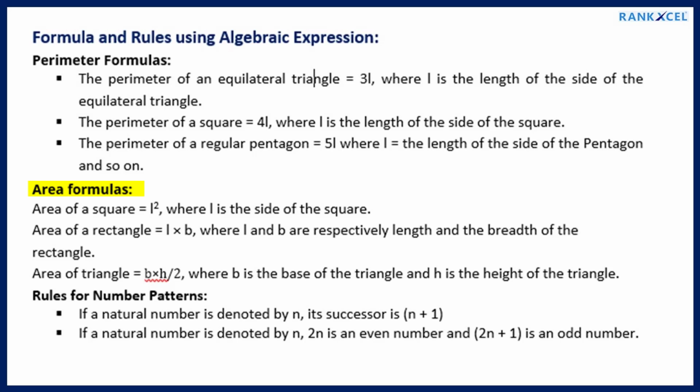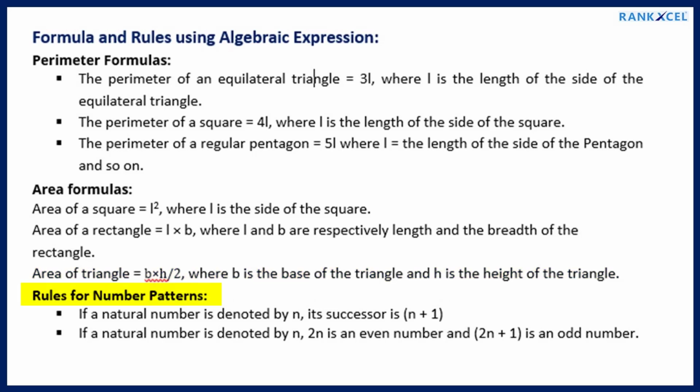Area formulas. Area of a square equals L squared, where L is the side of the square. Area of a rectangle equals L times B, where L and B are respectively the length and the breadth of the rectangle. Area of a triangle equals B times H by 2, where B is the base of the triangle and H is the height of the triangle.